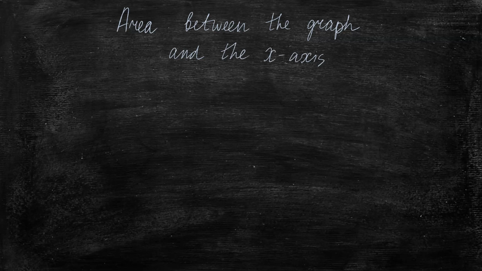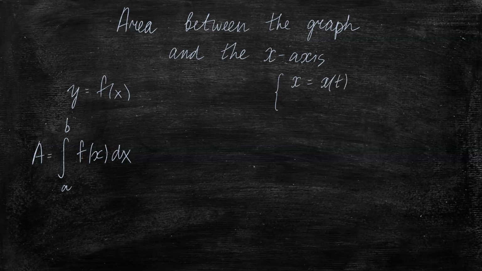Previously, when the function is given to us explicitly as y equals f of x, we answered this question with the following integral. So we integrated on the interval from a to b, and we simply integrated the function. Now what's going to happen when we don't have a function given to us explicitly, but we have it given to us as a parametric curve?